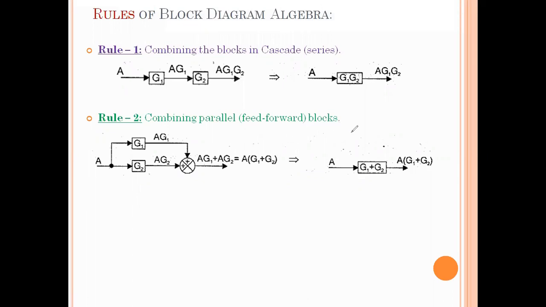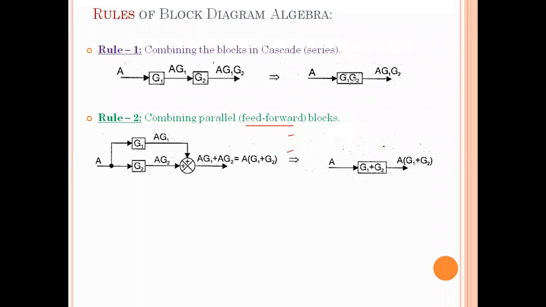Feed forward means two signals are having the same direction, like this. You can see here, the input A is going into the block G2, and the same input A is going into the block G1 also. So the signal directions across these two blocks are the same. That's why these two are feed forward blocks.